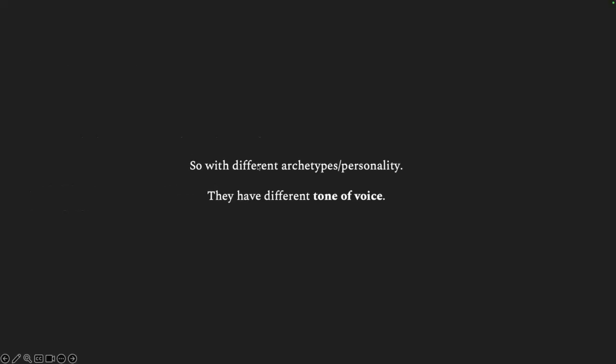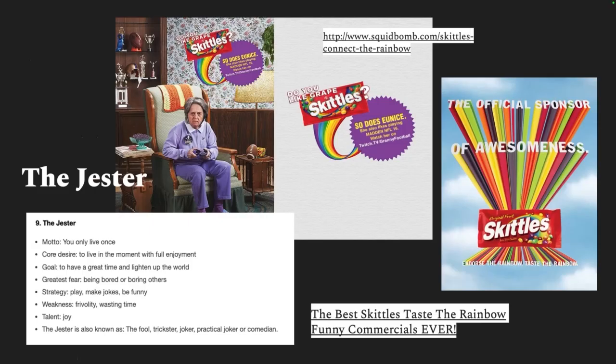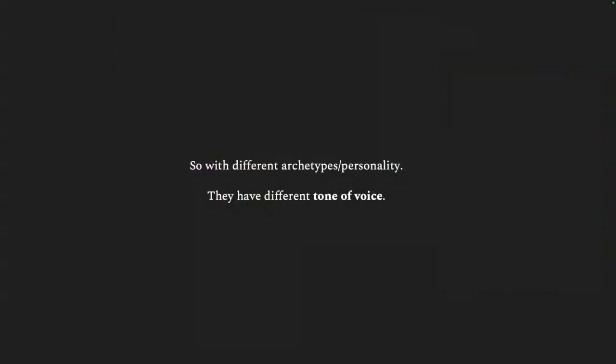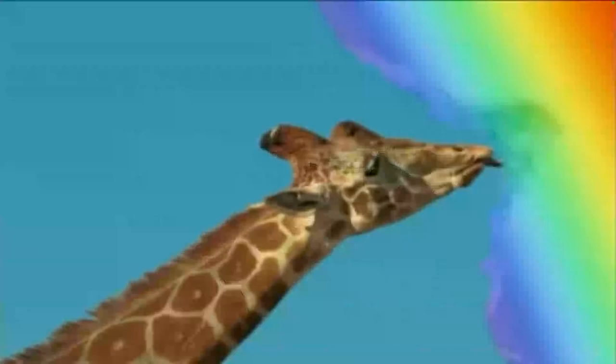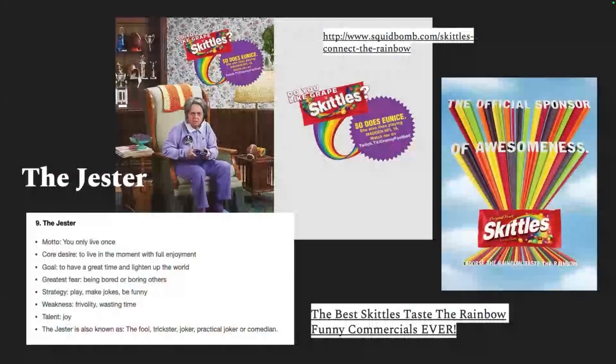So, for example, things like this, right? The official sponsor of awesomeness. What a thing, right? So it's being playful. The color is one, the copywriting is one, the text they put, the images they use, like this old auntie is one. It's their tone of voice. If you look at Nike, classy, calm, in control, because of the black and white images, the font, the one-line text. You compare with Skittles, it's a different tone of voice.